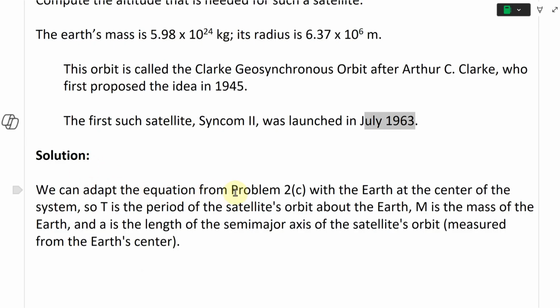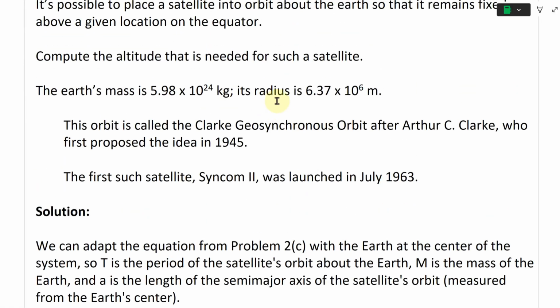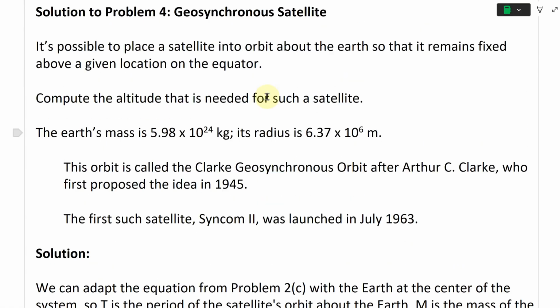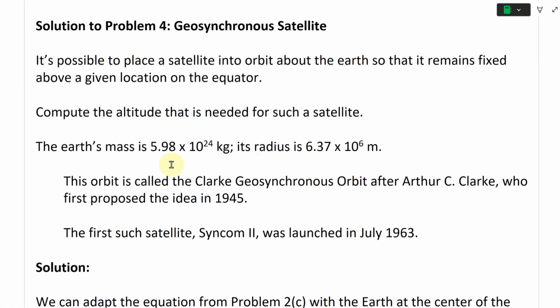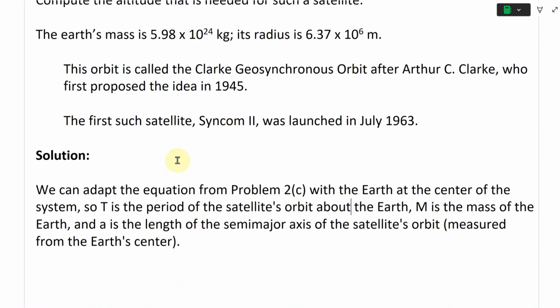So, solution. We adapt the equation from problem 2C with the Earth at the center of the system. So instead of the sun, we're using the Earth, because the satellite is much closer to the Earth than it is to the sun, and its mass is much smaller, so it's going to be going around the Earth as opposed to around the sun. But eventually it's going to go around the sun as the Earth goes. So we can adapt the equation for problem 2C with Earth at the center of the system.